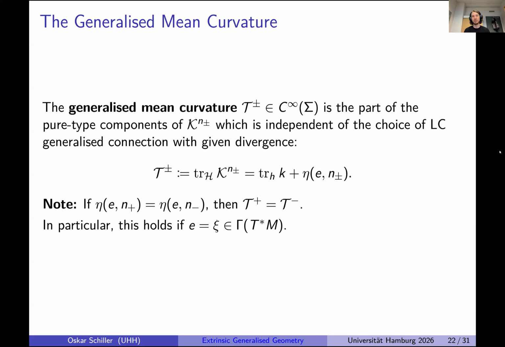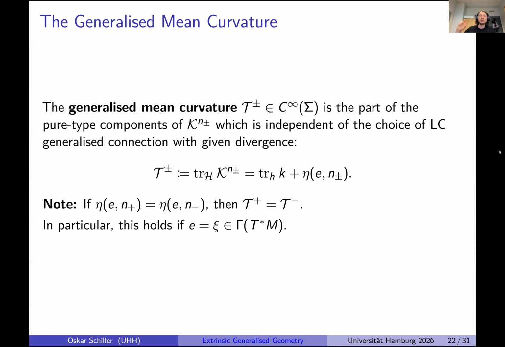As I explained to you right now, the generalized mean curvature is the part of the pure type components of the generalized second fundamental form which is independent of the choice of generalized connection with given divergence. Generalized Levi-Civita connection should, of course, be written there. And so you take this trace, and what you obtain is the mean curvature plus a modification due to a normal part of the dilaton.